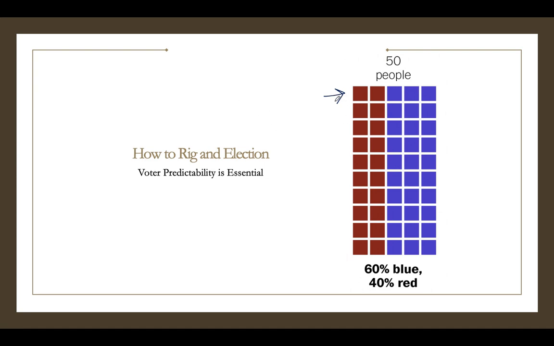But if I can predict the outcome of a vote, that it's going to be Democrat or Republican, then I can navigate how that vote is likely to end based on how I draw the groups. So let me show you how this is done. In this one, I have 50 people, and in this group of 50, I have 60% blue voters and 40% red voters. I am given 5 votes, right?